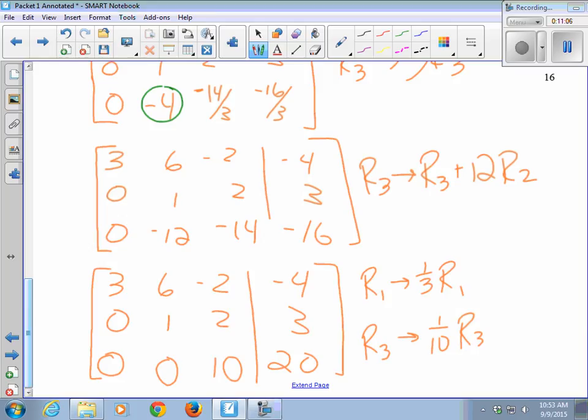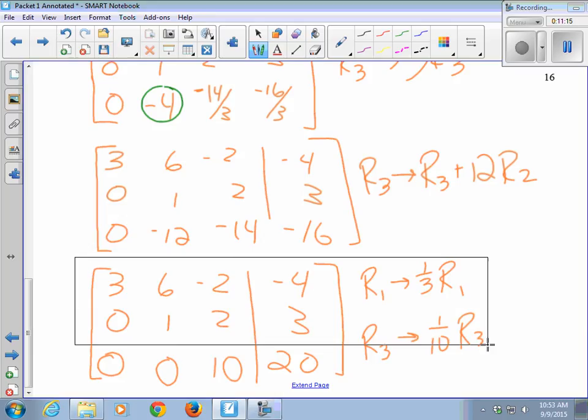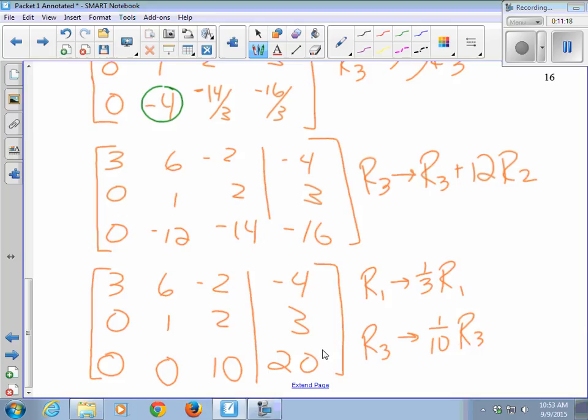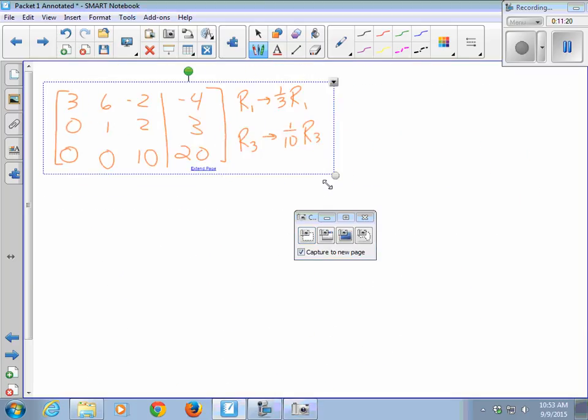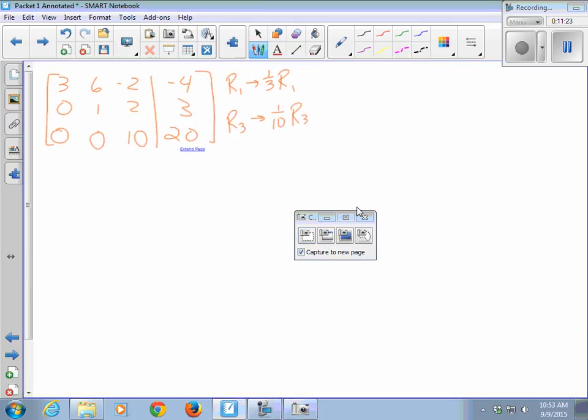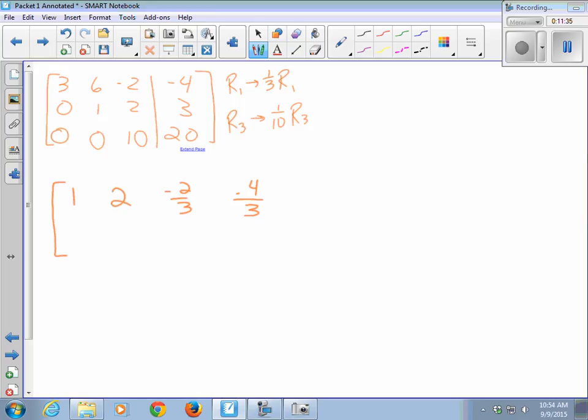I'm going to jump to a new page. I'm running out of room. Okay. So that's going to give me 1, 2, negative 2/3, negative 4/3, 0, 1, 2, 3, 0, 0, 1, 2.